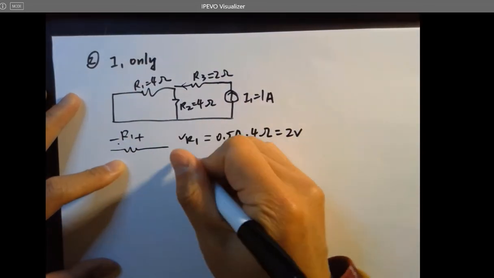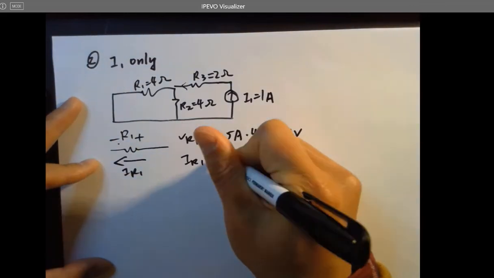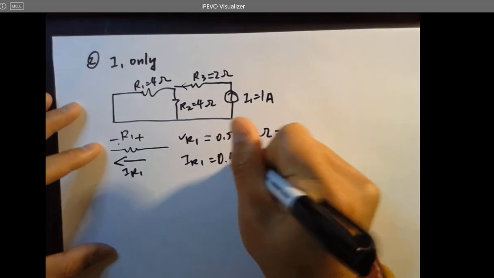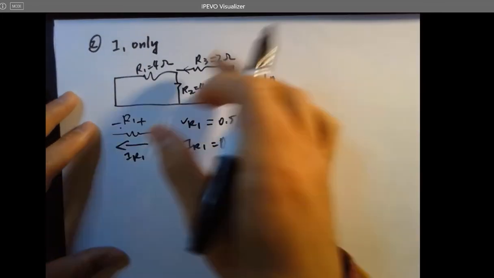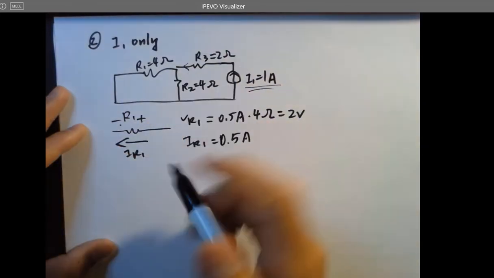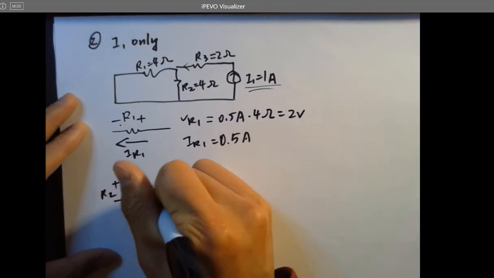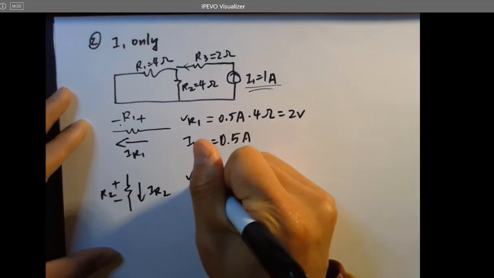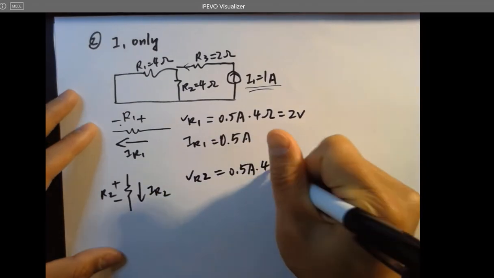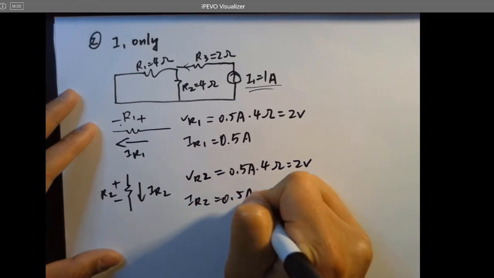And IR1 will be 0.5 amps, since it's pretty much given, and we can use a current divider to calculate it. So that's for R1. What about R2? R2 is still plus minus from top to bottom. So VR2 equals 0.5 amps times 4 ohms, which is 2 volts, and IR2 is 0.5 amps.